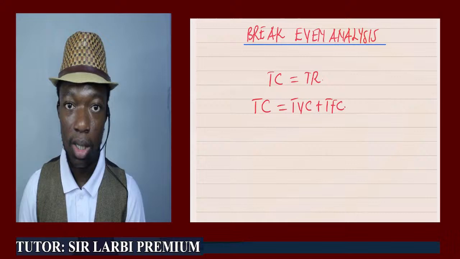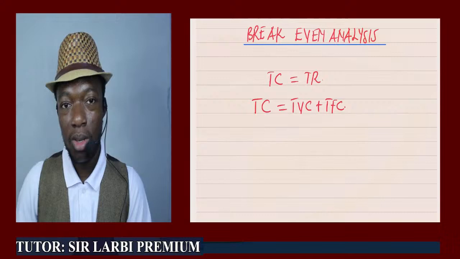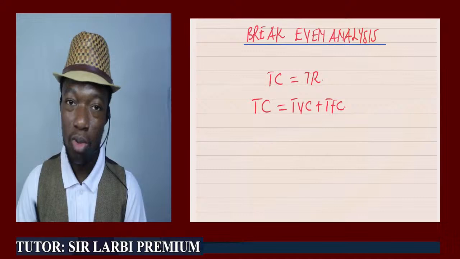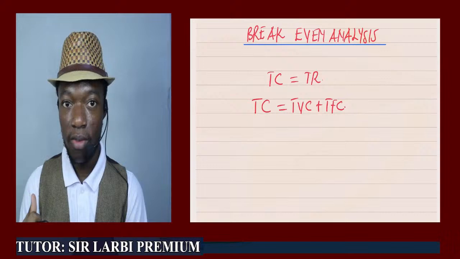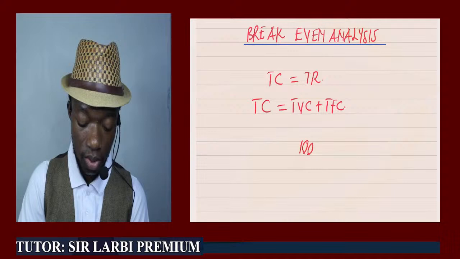What are variable costs? When we talk about variable costs in this equation, we mean all costs that will change with the level of output or the units that we produce. Let me give you a typical scenario. Let's say we have a school that we operate. Follow carefully: let's say the school has 100 students.